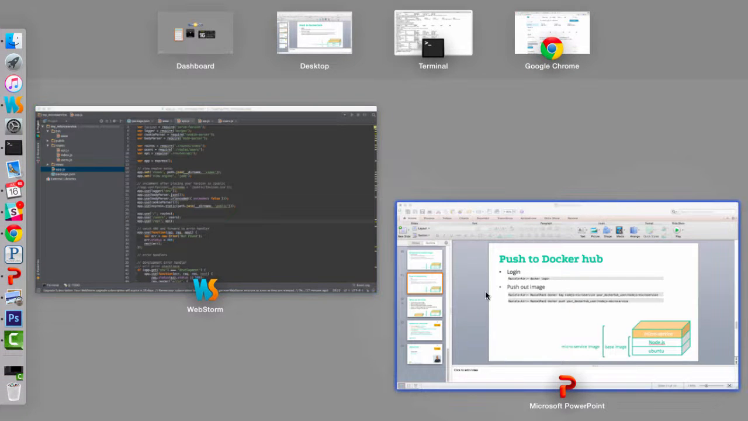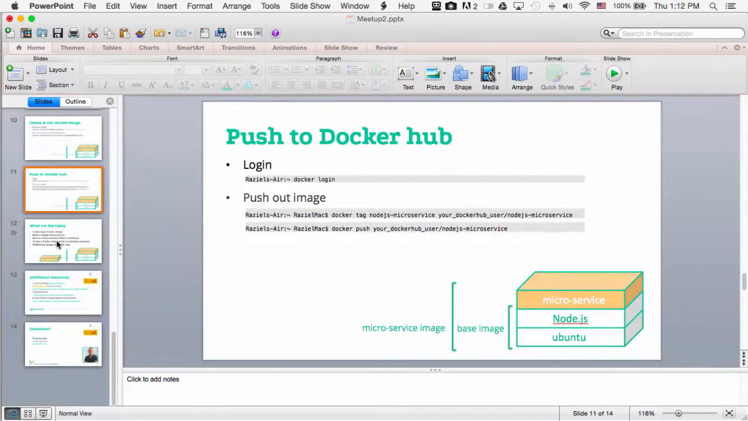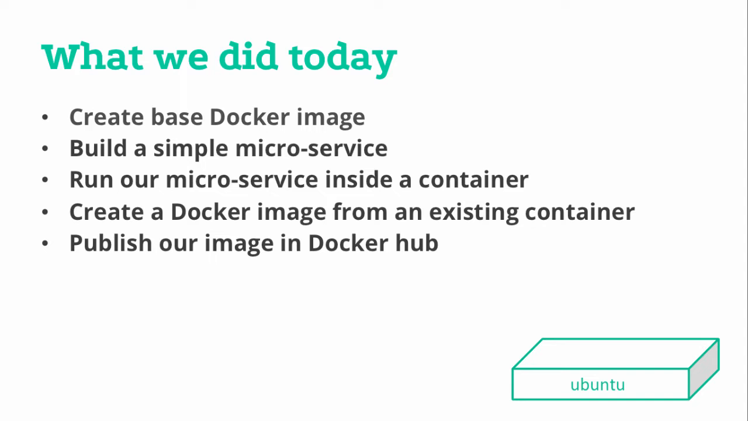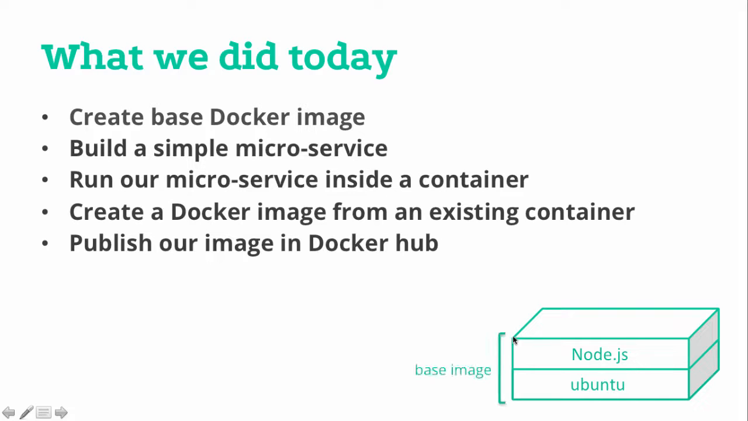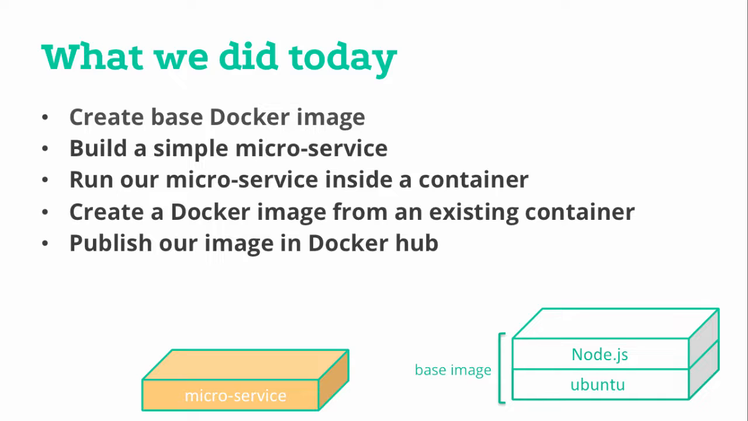Okay, let's recap what we did. So we have run a Docker container out of a Docker image of Ubuntu. Then on top of that container, we have installed Node.js. So now when we had a container with Ubuntu and Node.js, we created another Docker image that includes these two layers. Then we have built locally a very simple microservice application using Express and Node.js.